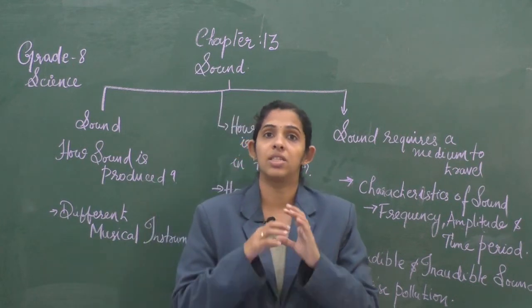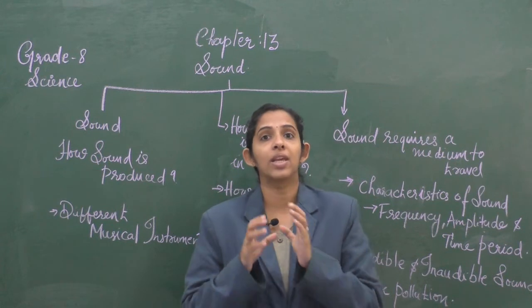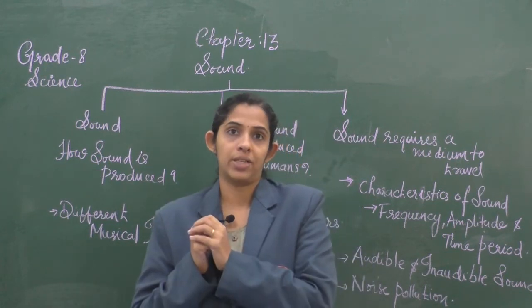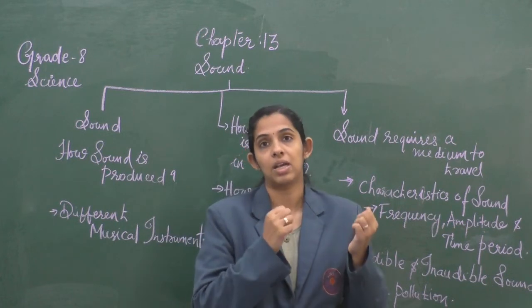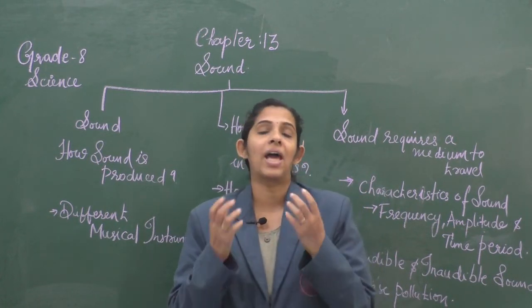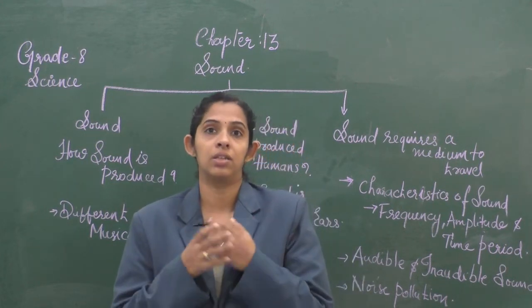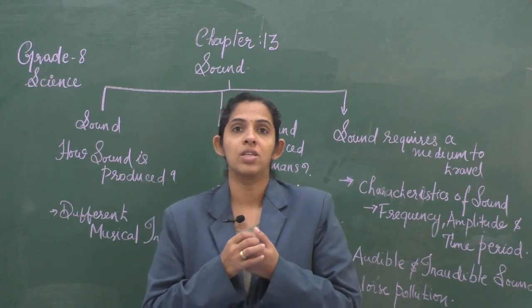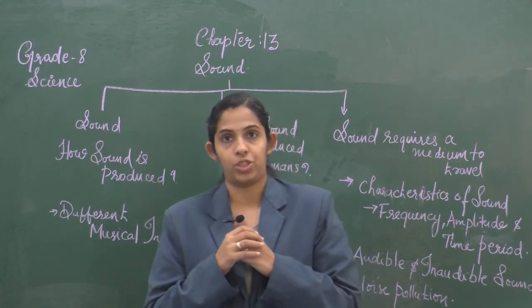Also, we have discussed different methods to reduce noise pollution. That means we can use silencing devices, or we can minimize our TV or radio volume in our house, or we can plant trees to reduce sound in the atmosphere or in our premises. So, these are the different methods by which we can reduce sound pollution.